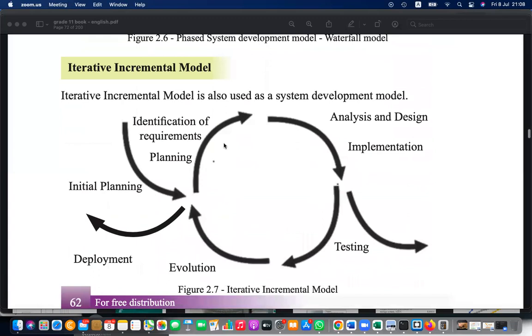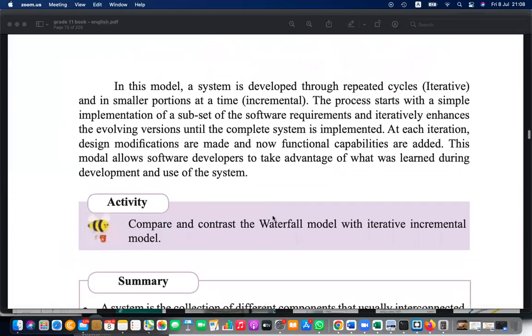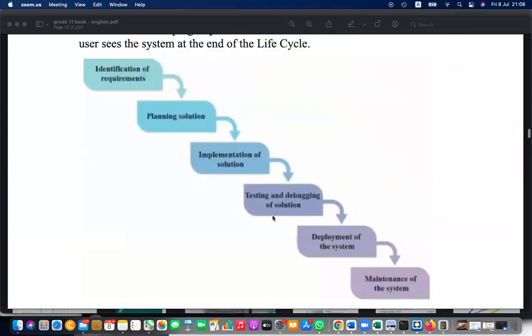Here, you can get the look and feel of the system earlier. You can get the exposure earlier, and it will keep incrementing. Those are the two models mentioned in your book, right? So these are the iterative incremental models. But I'll give you two other aspects.